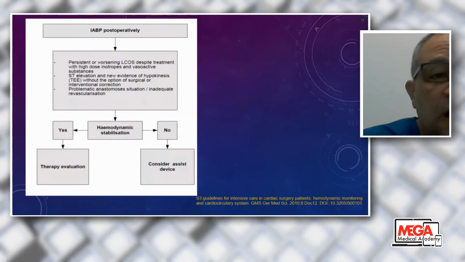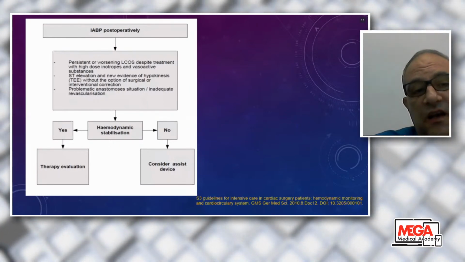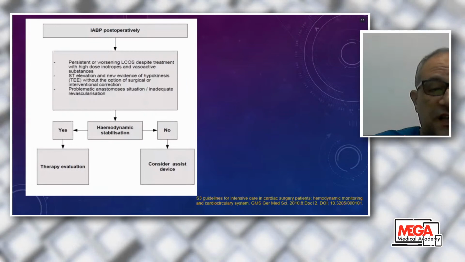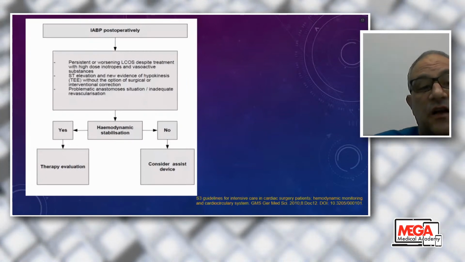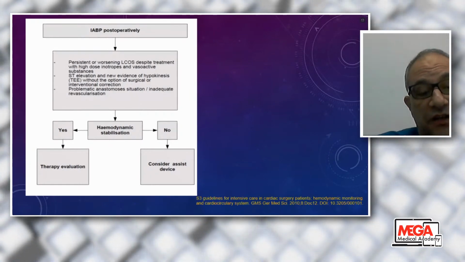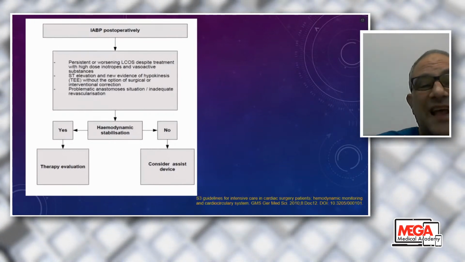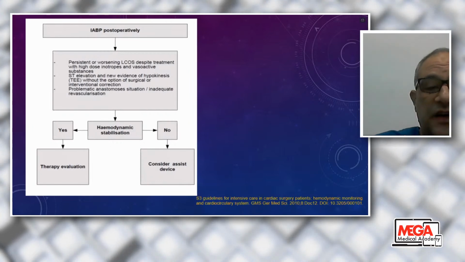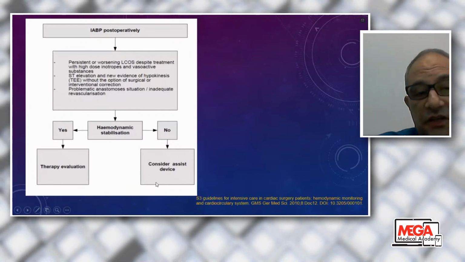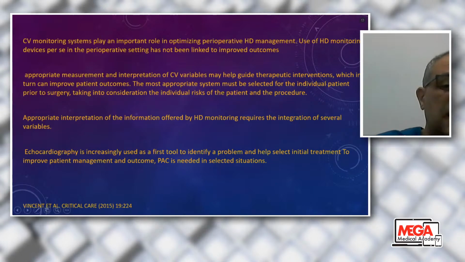Intra-aortic balloon pump is used post-operatively if I'm having persistent worsening left low cardiac output syndrome despite treatment with high doses of inotropes and vasoactive substances, ST elevation with new evidence of hypokinesis without an option for surgery or intervention or correction, or a problem in the anastomosis that cannot be corrected, or inadequate revascularization. If hemodynamic stability is achieved by the balloon, I will reevaluate it. If not achieved, I will consider a more aggressive intervention with the assist device.